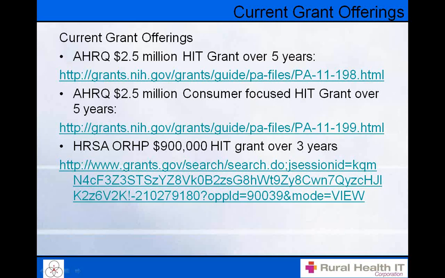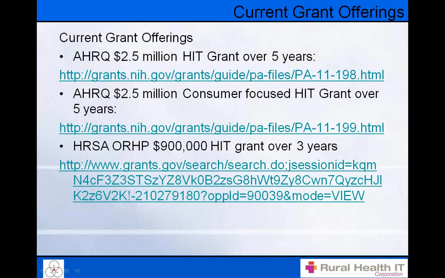Now, specifically, what grants are available right now? There are three basic grants that are available right now. Let me talk about the HRSA Office of Rural Health Policy grant. It's a grant to assist, and that's only for rural healthcare. So they could be rural hospitals, critical access hospitals, rural FQHCs, federally qualified health centers. They're all eligible for this grant.